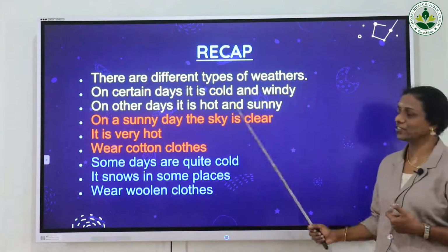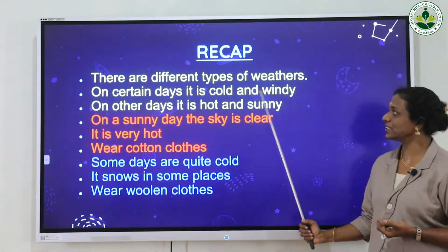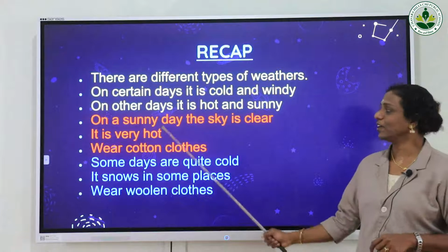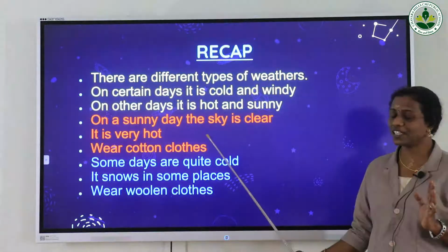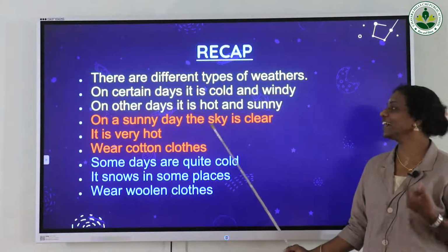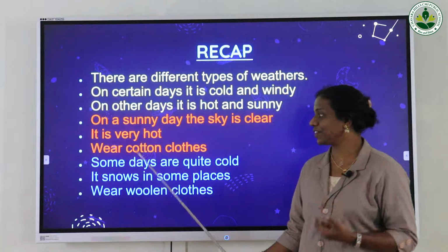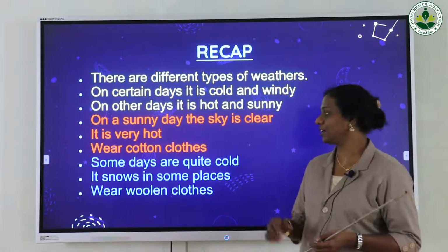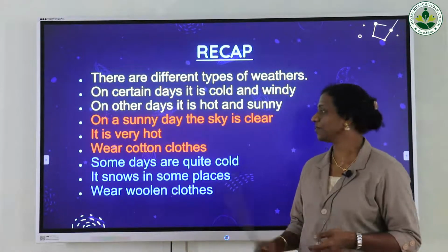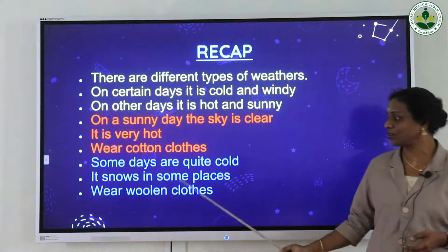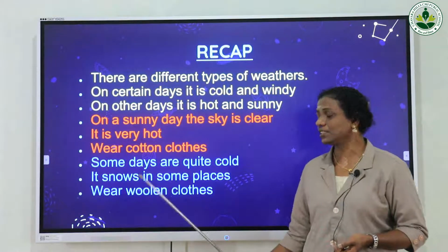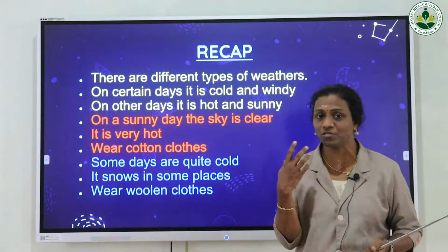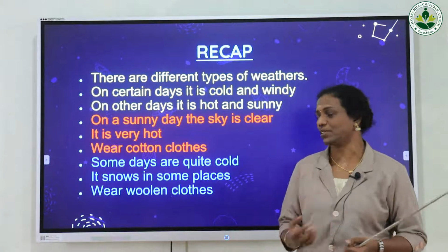There are different types of weather. On certain days it is cold and windy, on other days it is hot and sunny. On a sunny day, what are the specialties? Yes, the sky is clear, it is very hot. What type of clothes do we have to wear? Cotton clothes, and we have to drink plenty of water. And some days are quite cold. It snows in some places. We have to wear what kind of clothes? Yes, woolen clothes, and we have to eat hot food also at that time.